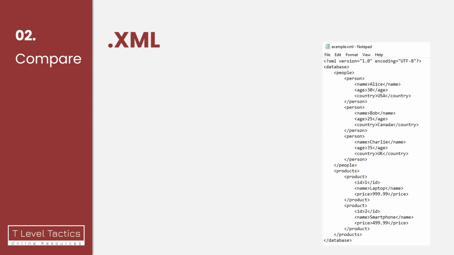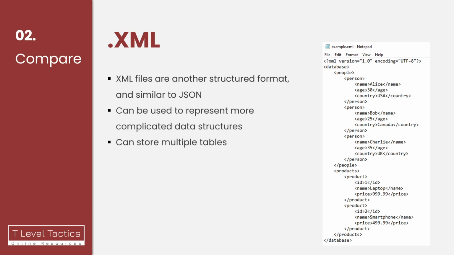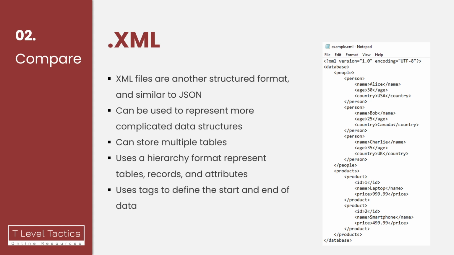XML files are another structured format, and they are again similar to JSON files. They can be used to represent more complicated data structures and can store multiple tables. And XML files use a hierarchy format to represent tables, records, and attributes. And they use tags to define the start and end of each set of data, meaning that it can look somewhat like HTML if you're familiar with it.